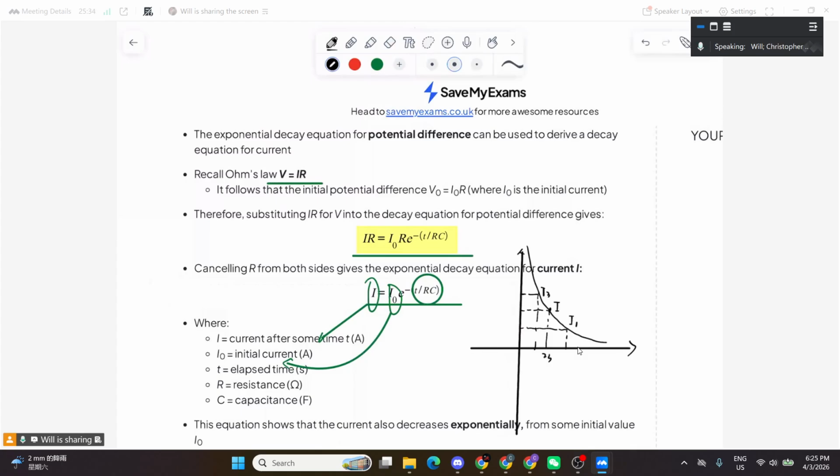So the charge quantity and the current obey the same exponential decay equation. And does the potential also obey the exponential equation or not? Yes, the potential also obeys it, no problem.